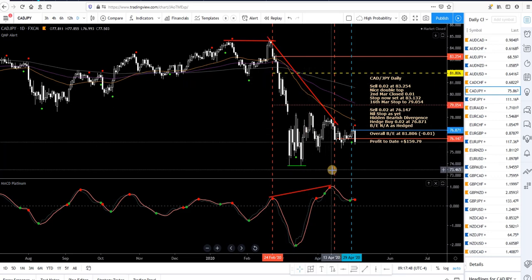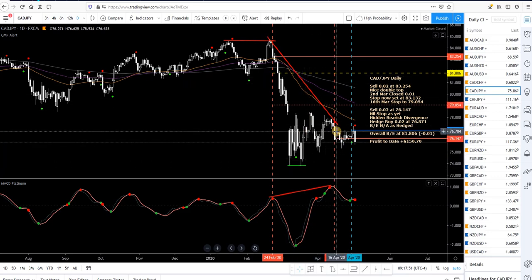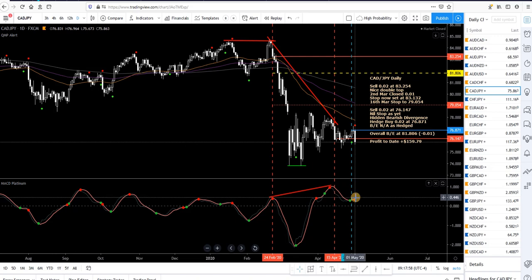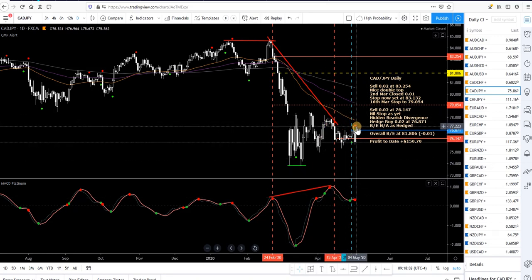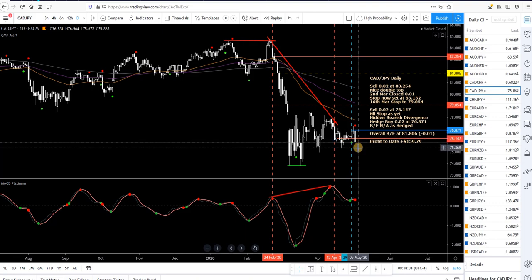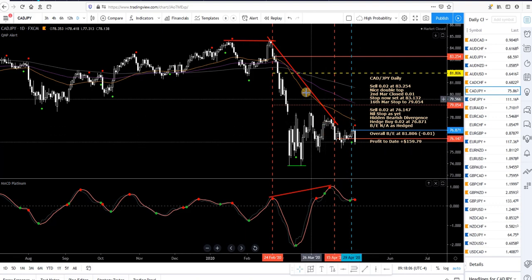Now down up here, I took another sell in here. Went against me. Got a hedge buy in here. MACD platinum still above the zero level. Seeing a theme here, aren't you? And there's going to be a new sell tomorrow. Same deal. So it's just getting ready. I can see it. That's what I like about TradingView.